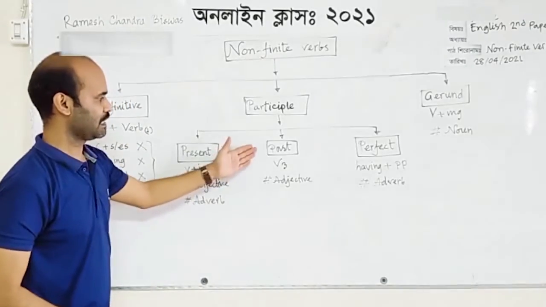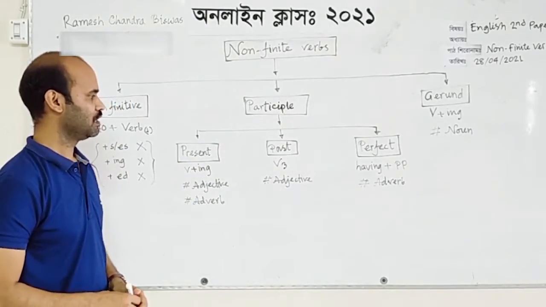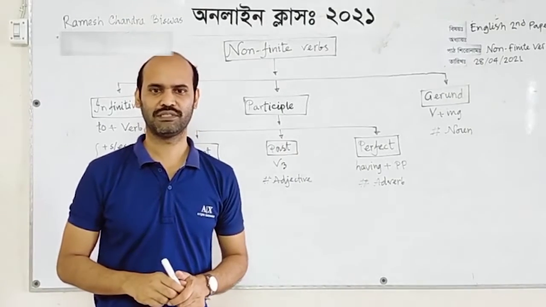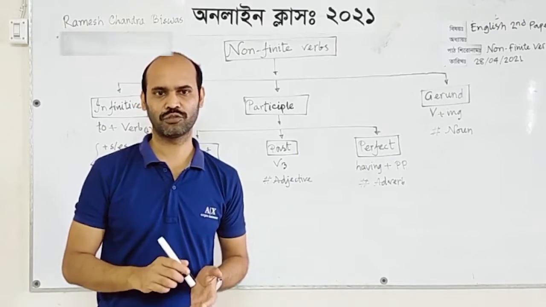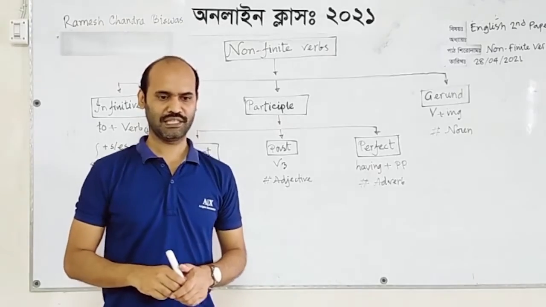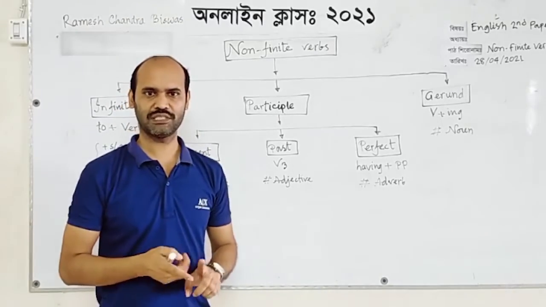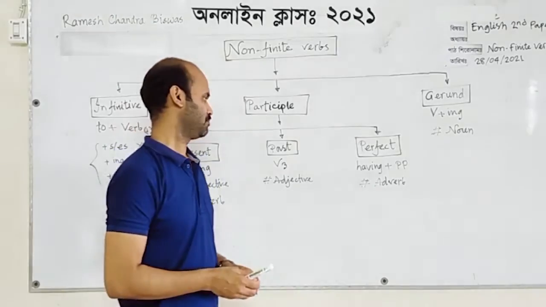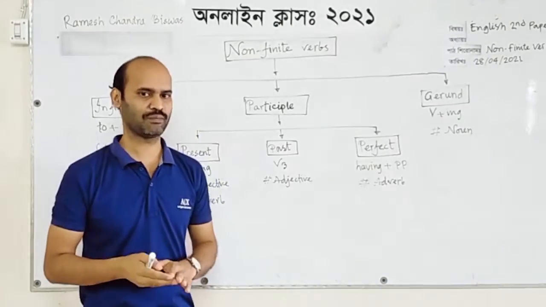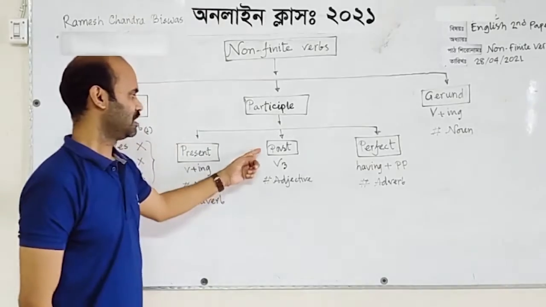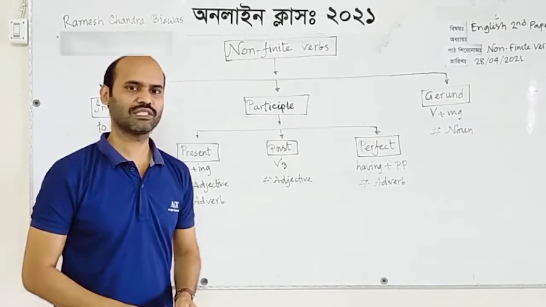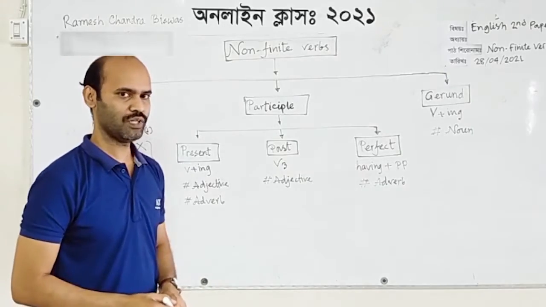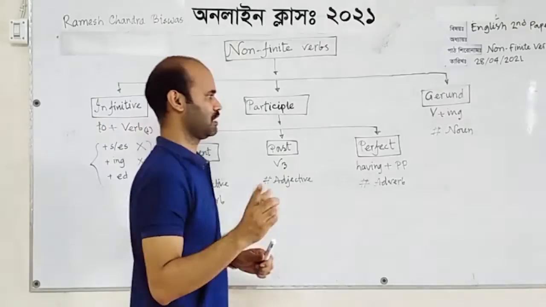Okay. The second one is past participle. The past participle is the third form of the verb. As you go through the list of the verbs, the first one is present, the second one is past, and the third one is past participle. So the past participle is the third form of the verb, that is the ed form or the other forms.